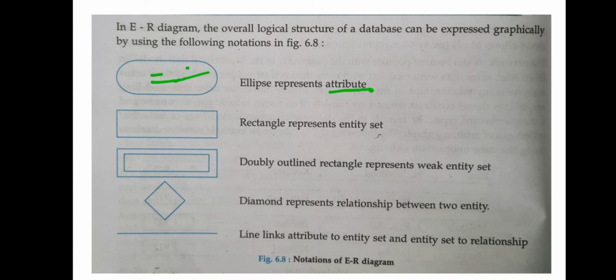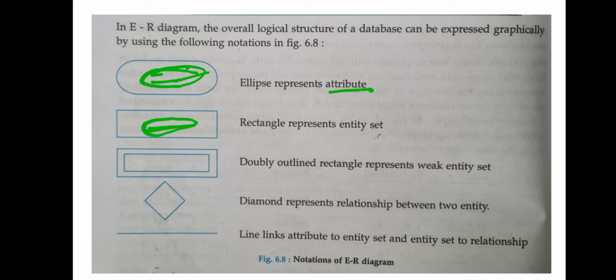And another one is rectangle which represents entity set. This rectangle represents the entity set or simply entity. That means it represents the table name. So here inside this we write the table name. Here inside here we write the attribute names.